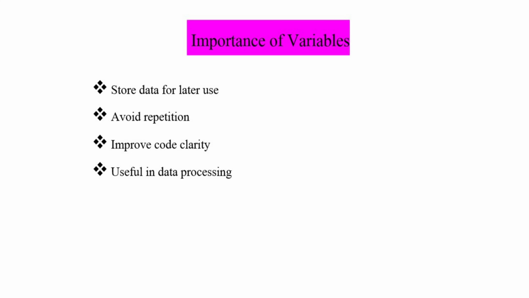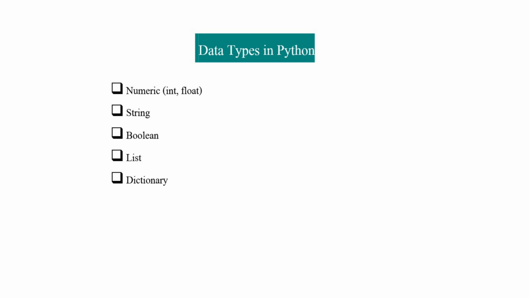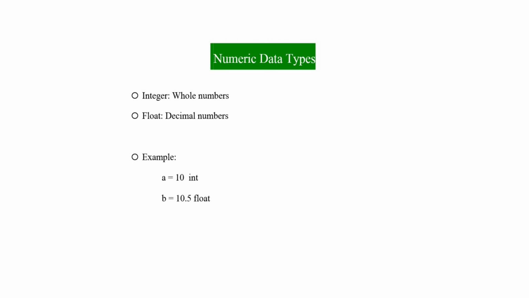So next, data types in Python. Python supports several built-in data types. Let's go through the most commonly used ones. The first one is numerical type. Here a is equal to 10 and b is equal to 15. Integers are whole numbers and floats are decimal numbers.